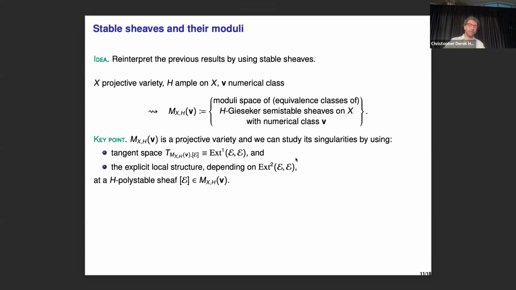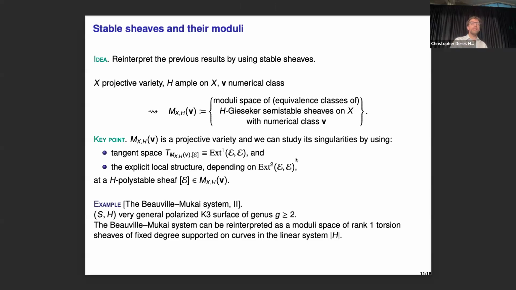And the key property here is the following. It is a projective variety, so it's already compact, and the singularities, as I was saying, can be studied. For example, we know that the tangent space is Ext^1, and by using some Kuranishi theory, you also know that there is an explicit local description of the moduli space nearby. This depends on Ext^2. This is useful in several contexts. I will come back to this a bit later with a more precise statement. So anyway, these are the two ingredients that are useful for us.